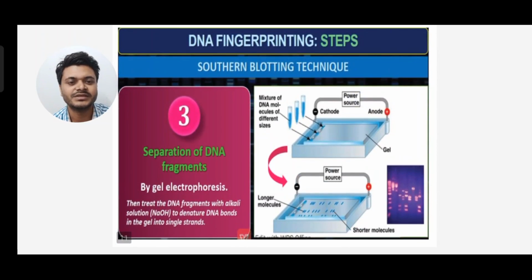The third step is the separation of DNA fragments. We separate them by gel electrophoresis. Then treat the DNA fragments with an alkali solution, that is NaOH, to denature the DNA bonds in the gel into single strands. So you can see the gel electrophoresis.